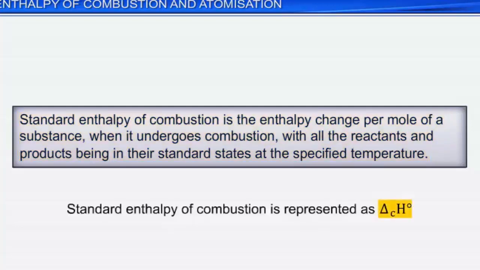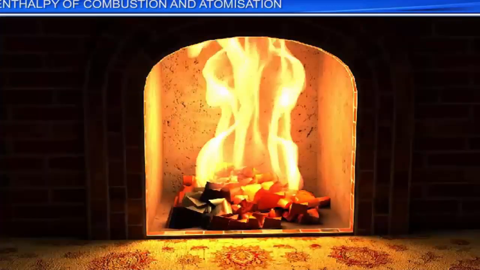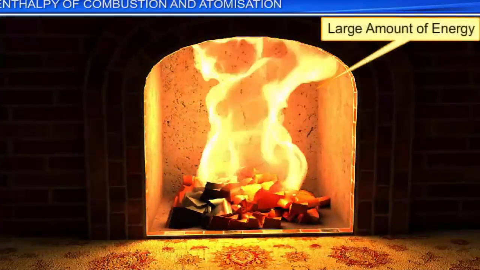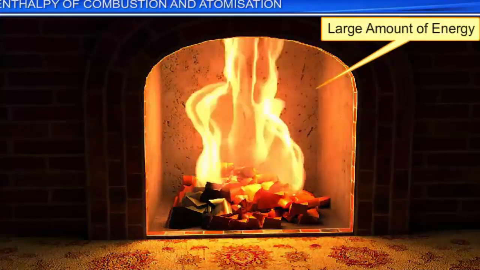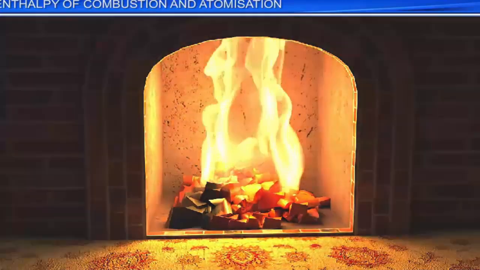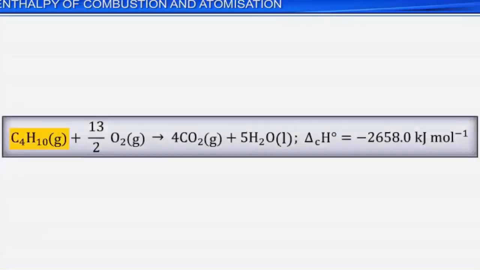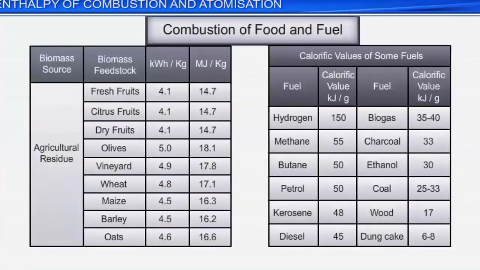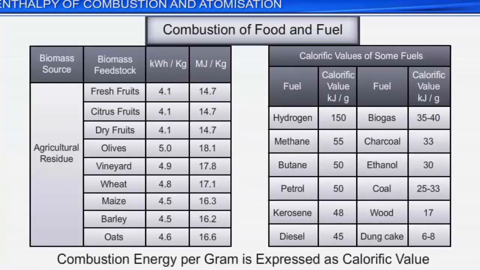Combustion reactions release large amounts of energy. For example, 1 mole of butane on complete combustion produces minus 2658 kilojoules per mole of energy. The energy released by the combustion of food or fuel is usually compared in terms of their combustion energy per gram, which is known as calorific value.